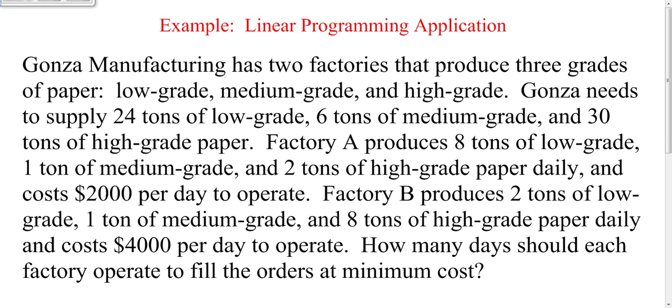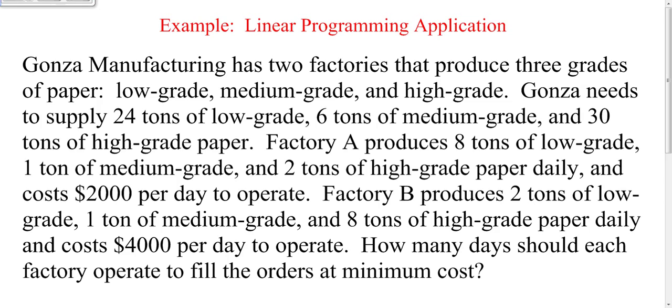And lastly, you guys, this is another situation. All we're going to do is write the equations for this. We're not going to graph, but I want you to practice writing the equations. This is talking about a manufacturing company that has factories that produce 3 grades of paper, a low grade, a medium grade, and a high grade. They need to supply 24 tons of low grade, 6 tons of medium grade, 30 tons of high grade. At factory A, they produce 8 tons of low grade and 1 ton of medium grade. You guys can read this. 2 tons of high grade daily, and it costs $2,000 to operate.